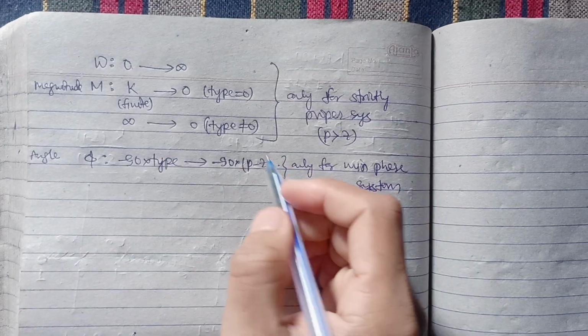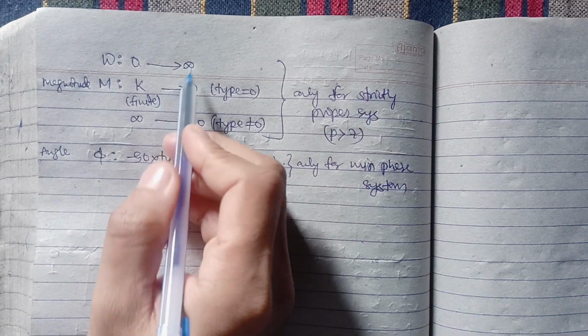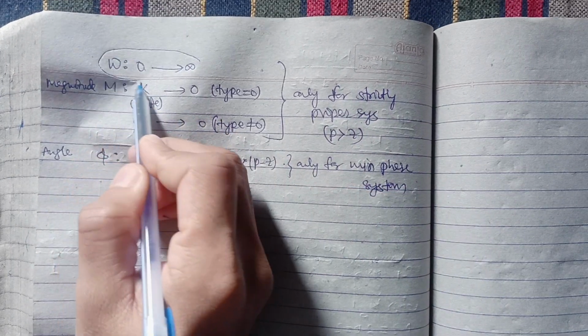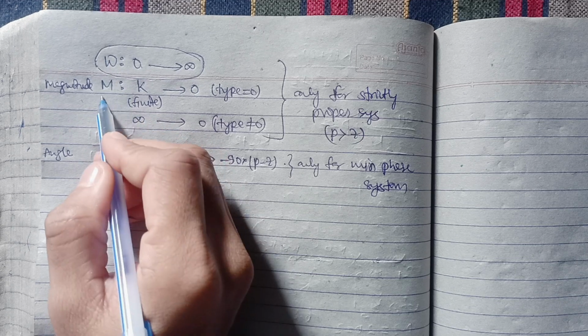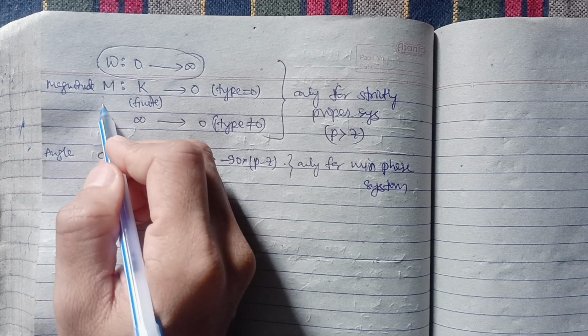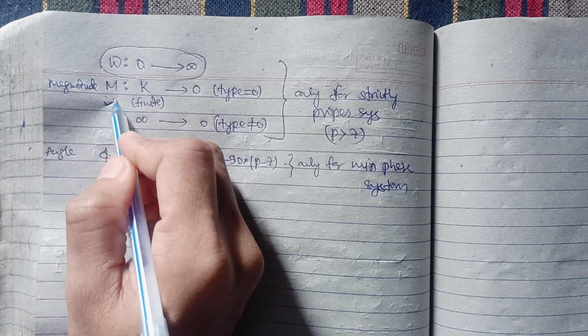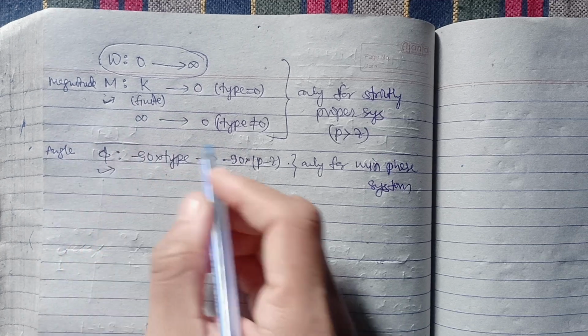So let's start the polar plot and Nyquist plot. We have to vary omega from 0 to infinity, and we have to check how the magnitude is varying and how the angle is varying.